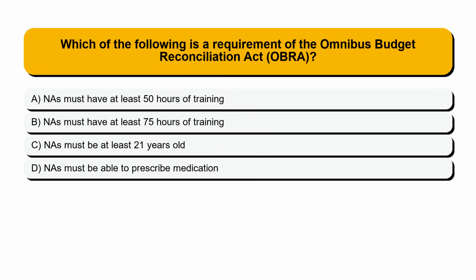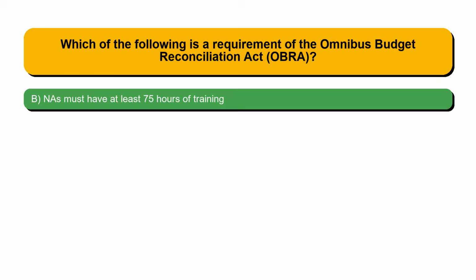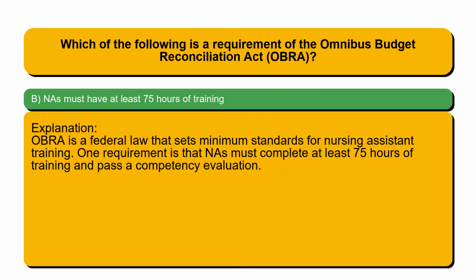Question 93. Which of the following is a requirement of the Omnibus Budget Reconciliation Act, OBRA? Option A, NAs must have at least 50 hours of training. Option B, NAs must have at least 75 hours of training. Option C, NAs must be at least 21 years old. Option D, NAs must be able to prescribe medication. The correct answer is option B. NAs must have at least 75 hours of training. OBRA is a federal law that sets minimum standards for nursing assistant training. One requirement is that NAs must complete at least 75 hours of training and pass a competency evaluation.